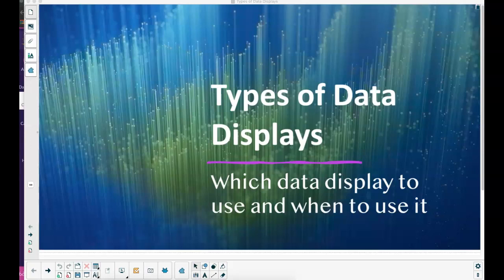And today there's no calculating you have to do, okay? So what we're looking at today is just the different types of data displays: which data display to use and when to use it. Are there lots of different types of graphs you can look at? I think so, okay. So your notes today are all about the different types of graphs you might see.